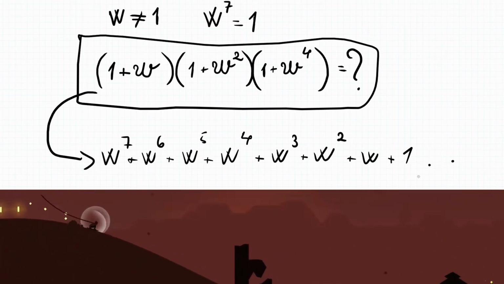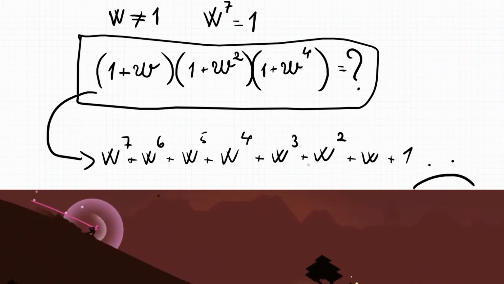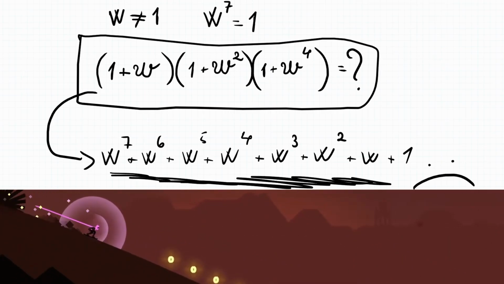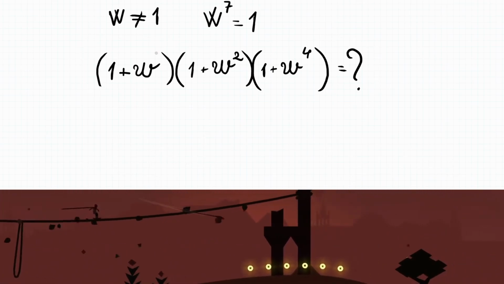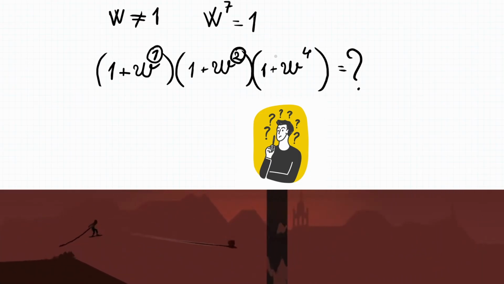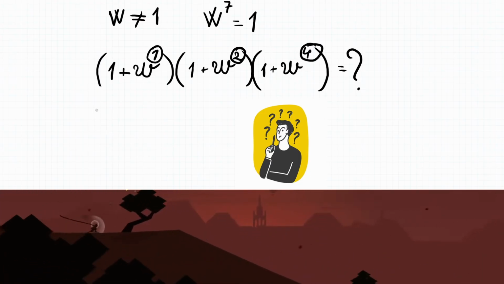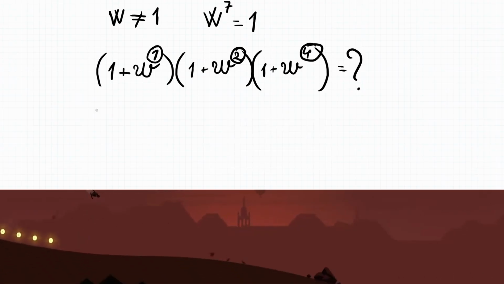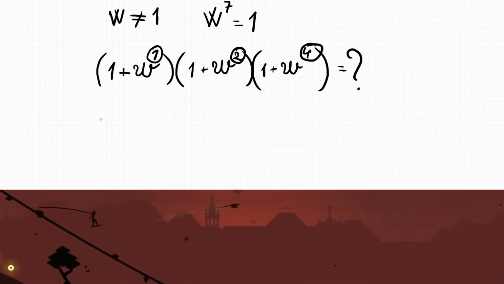And usually in problems like this, when expansion becomes messy that quickly, it means there's probably a cleaner idea hiding underneath. So instead of asking, how do I expand this? Let's ask, why were these particular exponents chosen? Notice the powers carefully. 1, 2, 4. Each exponent doubles. And whenever powers double like this, there is a classic identity that becomes incredibly useful.